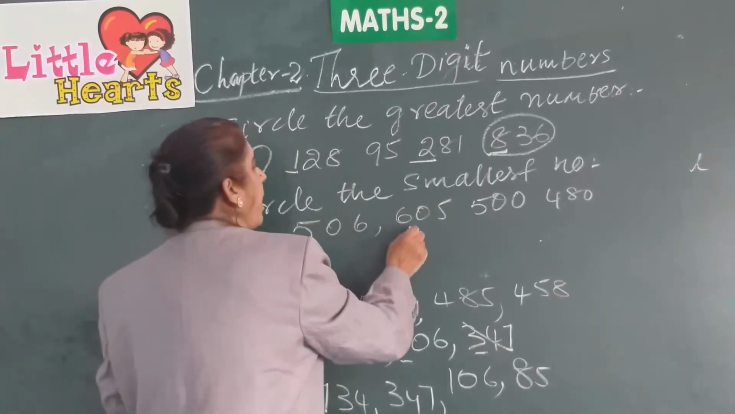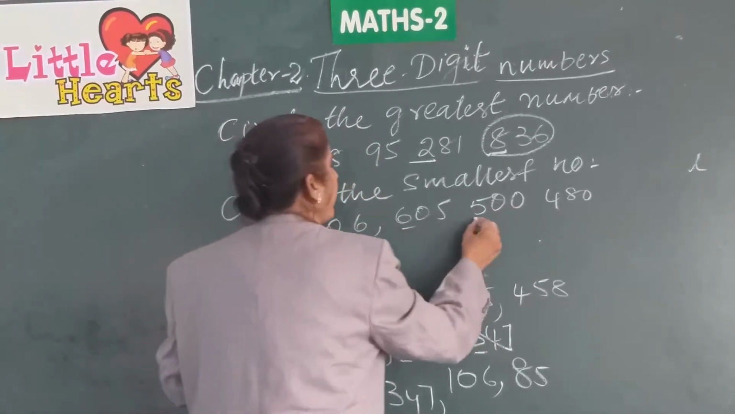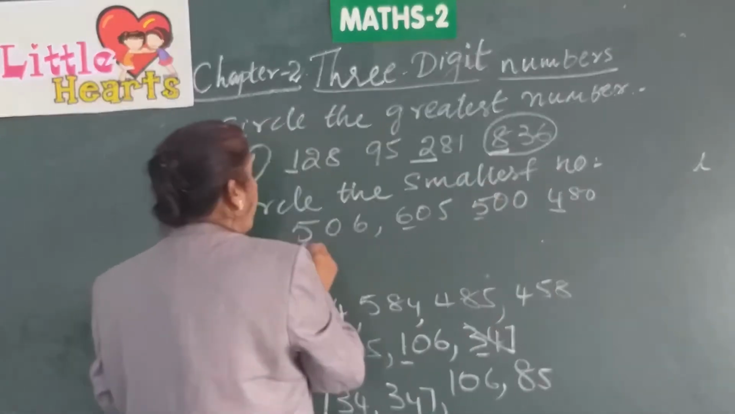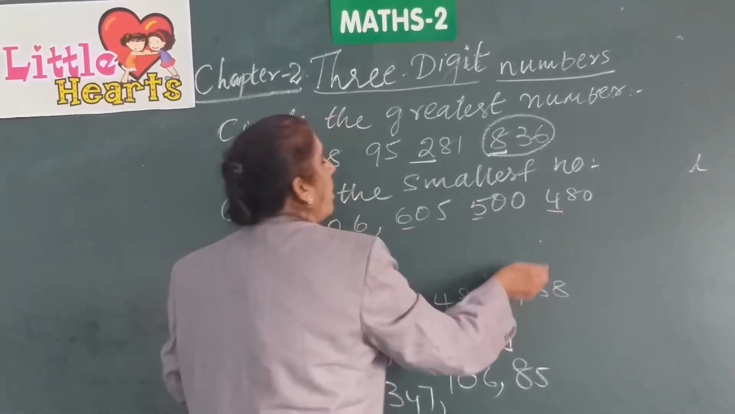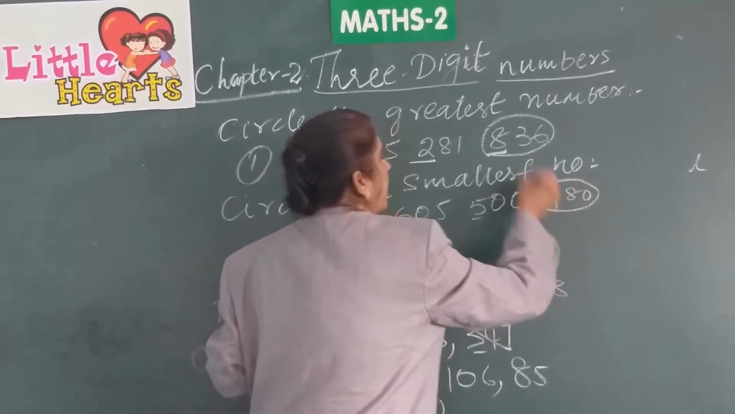Circle the smallest number. All the numbers have 3 digits. Check the hundreds place digit. So 5, 6, 5, 4. 4 is the smallest digit in the hundreds place. This is the smaller.